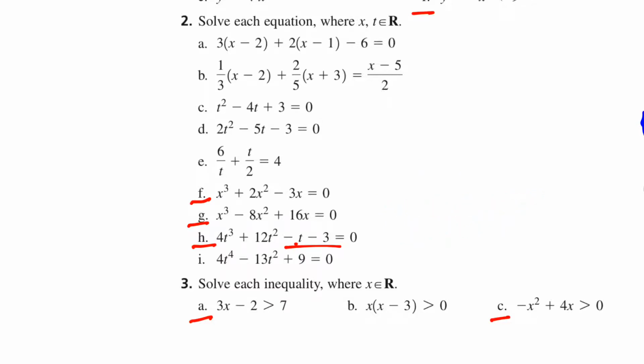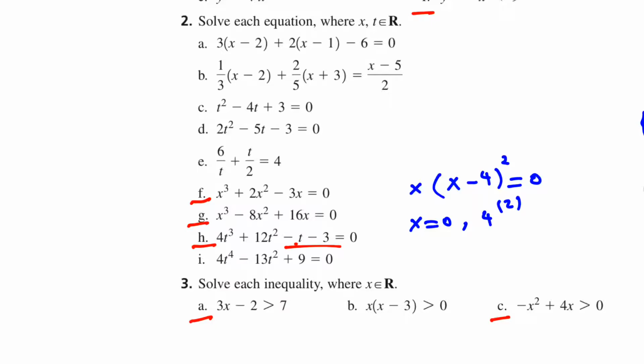We factor x times x2 minus 8x plus 16 equals 0. x2 minus 8x plus 16 is x minus 4 to the power of 2. It's a perfect square. Therefore, x is 0 or 4. The multiplicity of 4 is 2.